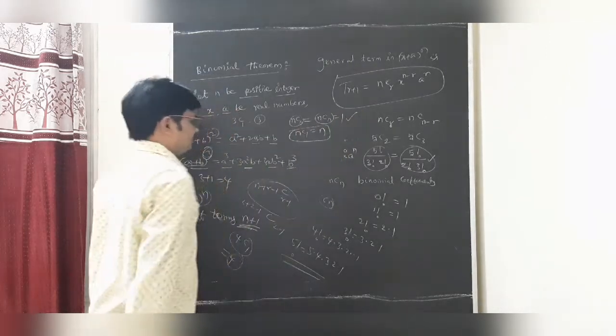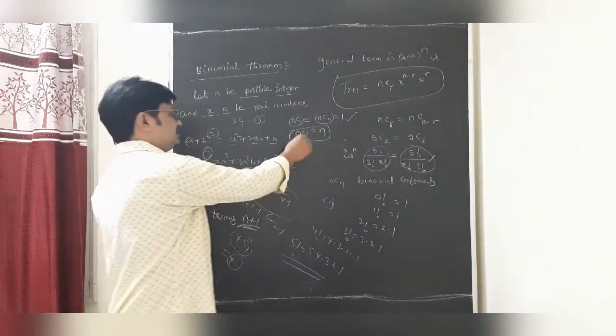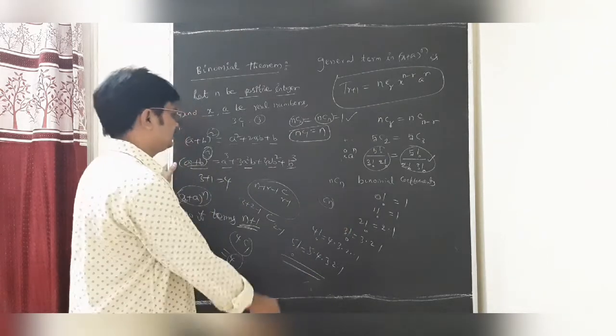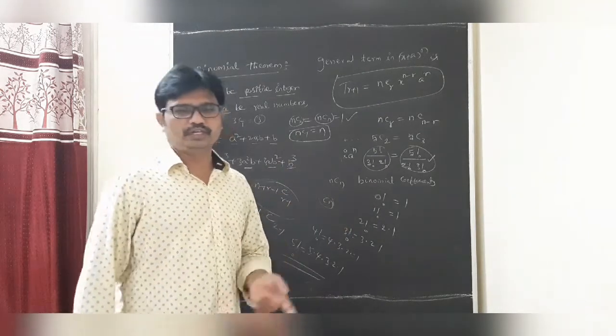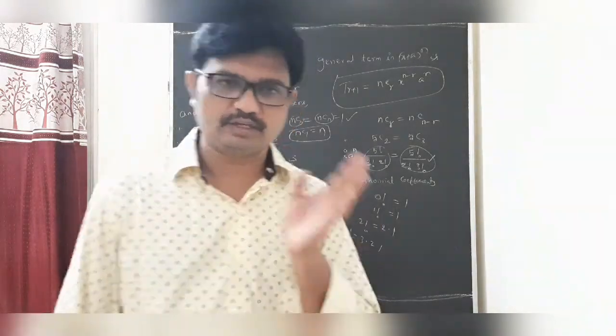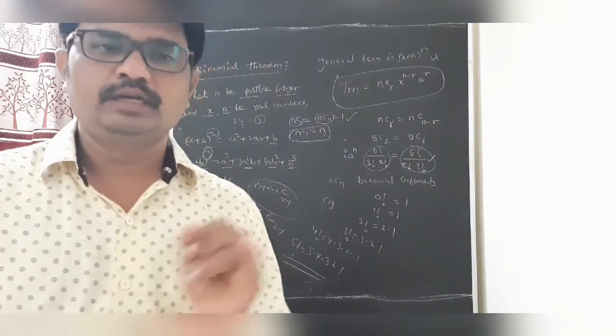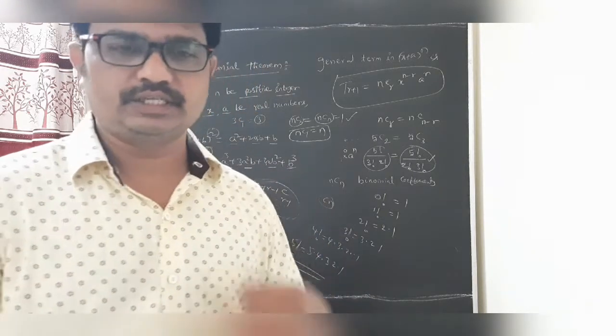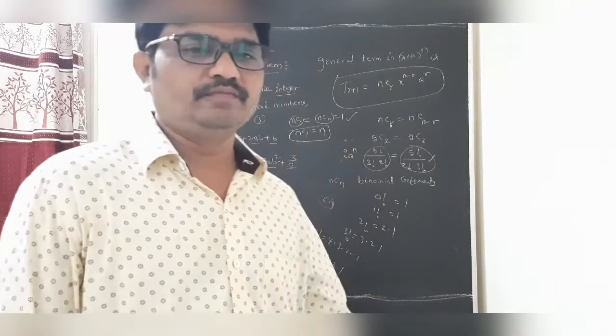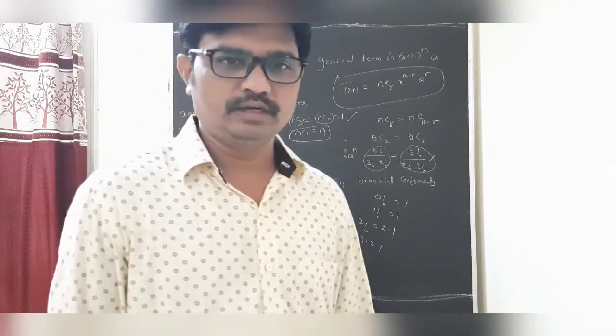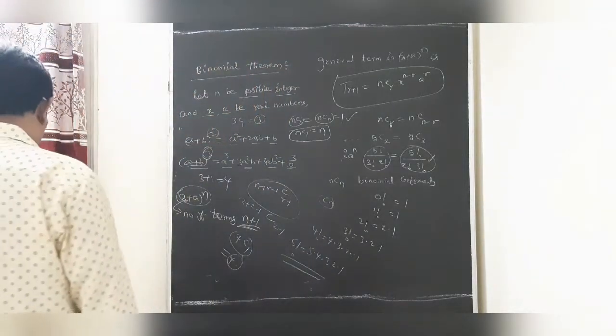First and last term coefficients always equal 1. nC1 is n. Okay students, similarly 2C1, 3C1, 4C1, 5C1, 5C0 and 5C5, 6C0, 6C6, 7C0, 7C7. These are all equal to 1.